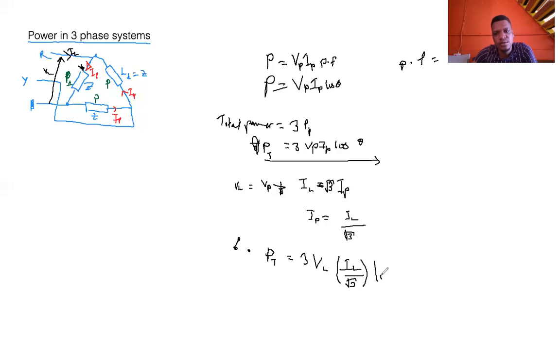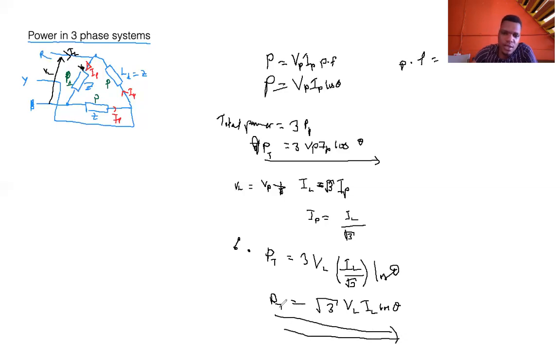Then we have cos theta, right? Now if we simplify that, you see that root 3 into 3 gives us a root 3. V line, I line, cos theta. That's our total power. Simple, straightforward. So that is active power. This is active power.